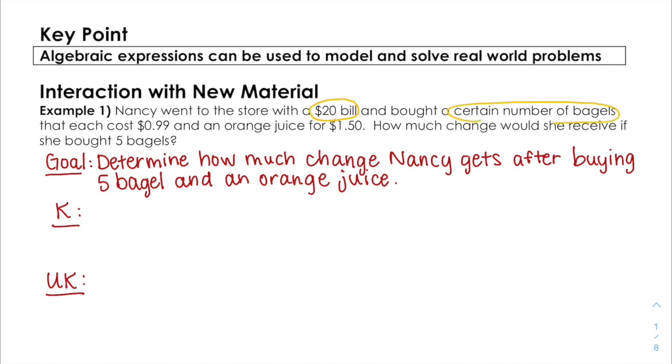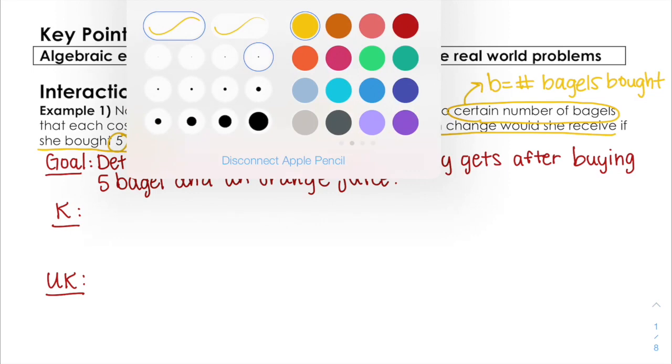She buys a certain number of bagels, so that's going to be our variable. Since we're talking about bagels, I'll pick B as my variable, and we'll let B represent the number of bagels purchased or bought. Okay, and they each cost 99 cents. Then she also got an orange juice that cost $1.50. We need to figure out how much change she'll receive after buying 5 bagels.